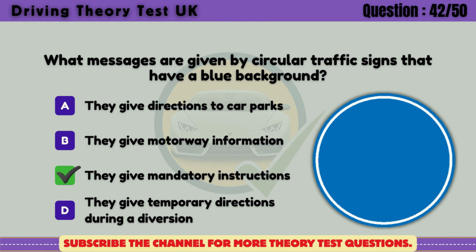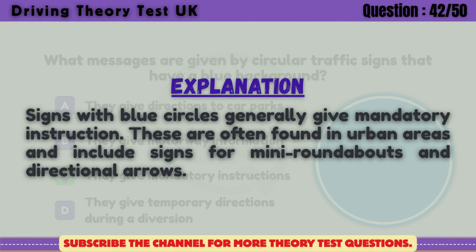Answer is C. They give mandatory instructions. Signs with blue circles generally give mandatory instruction. These are often found in urban areas and include signs for mini roundabouts and directional arrows.